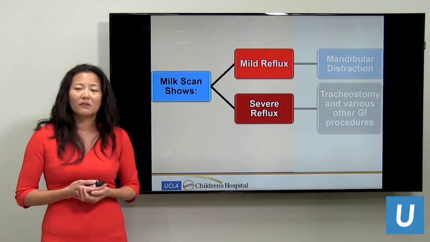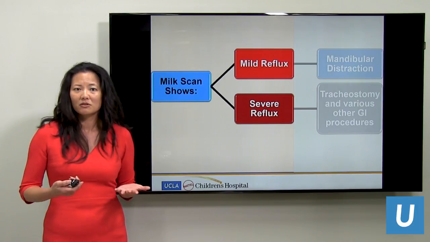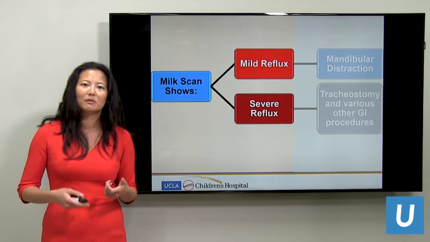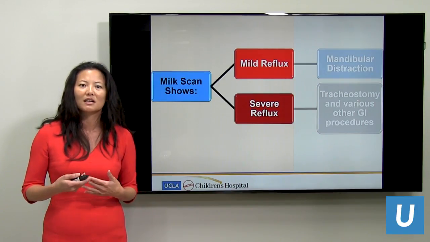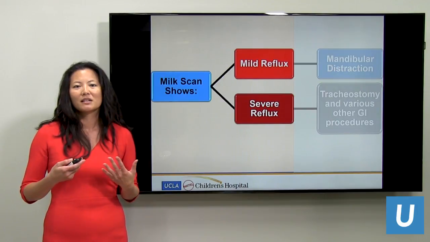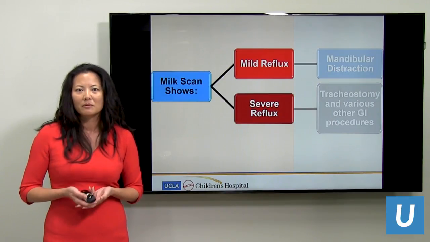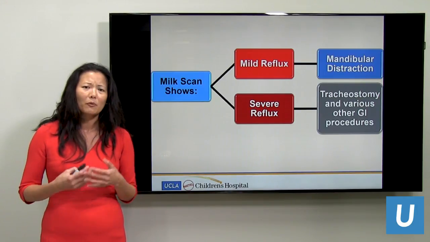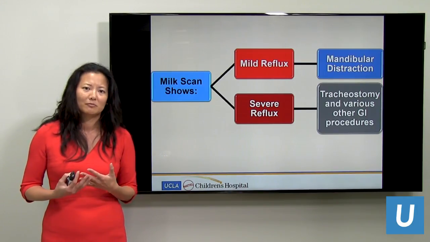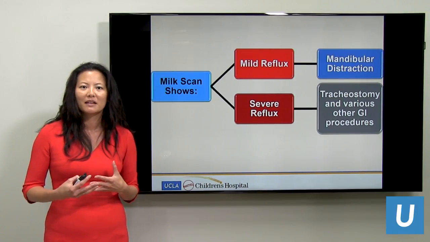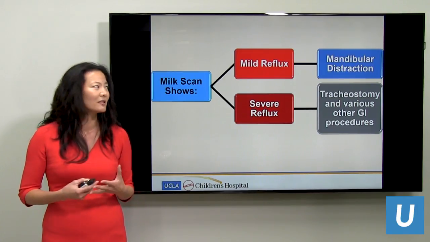And if there's severe reflux, mandibular distraction is not going to be enough. What happens is we may distract out the mandible, but the reflux is so severe it's causing a lot of airway edema, causing a lot of other issues. Airway is still not so good. There's still problems with breathing. In these types of situations, we really need to consider other gastrointestinal procedures, which is a little bit beyond the scope of what we're talking about today, but that involves reflux procedures.